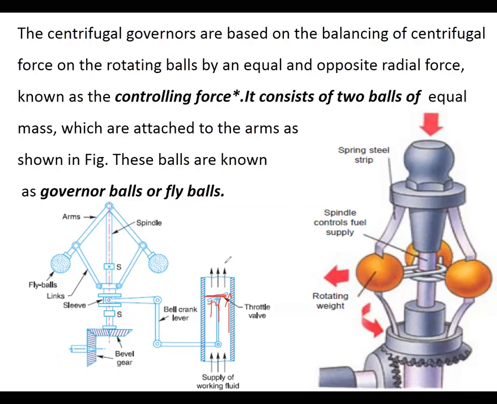So whenever the fuel supply is cut off here, the engine speed will be reduced. Whenever the engine speed is reducing, this also will be reduced, and the sleeve will get back to the mean position over here.